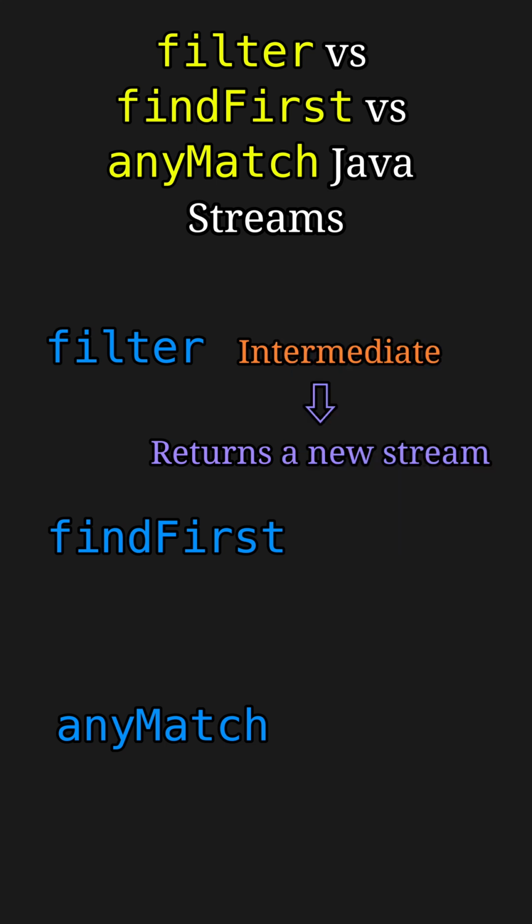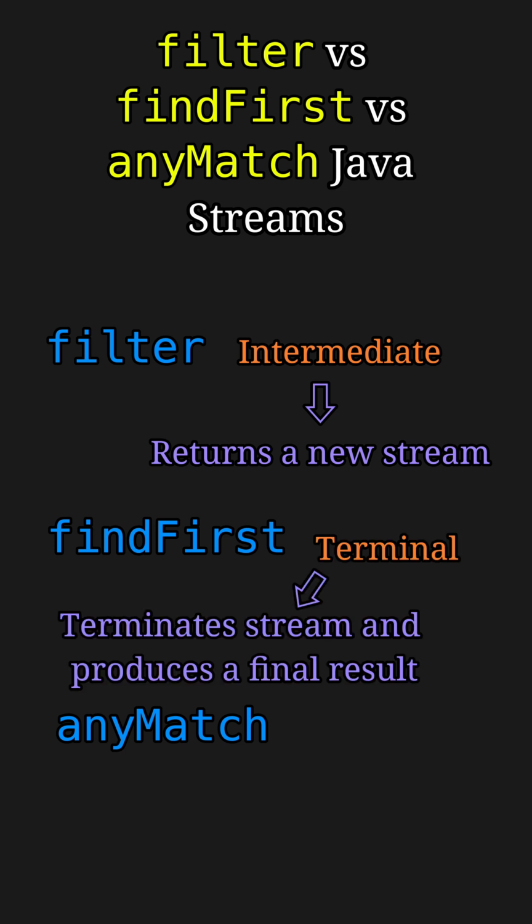FindFirst, on the other hand, is a terminal operation you use with filter to stop at the very first match. Perfect when you only need one. And anyMatch, that's also a terminal operation that just tells you if any element satisfies the condition, returning a boolean, and like findFirst, it also stops early.